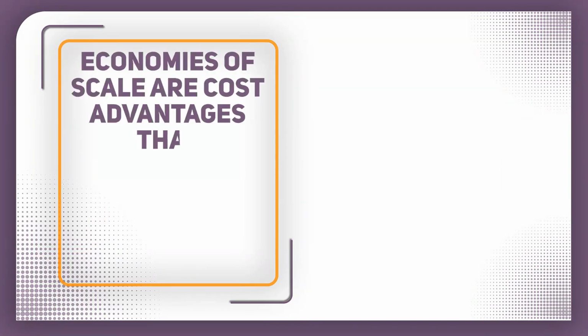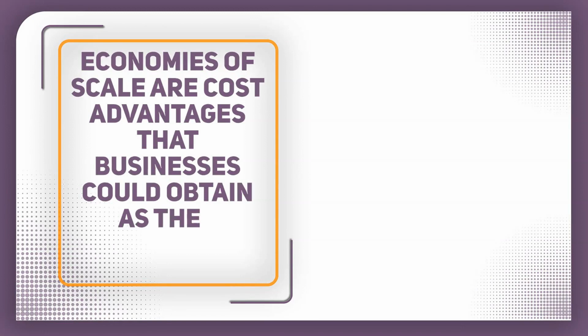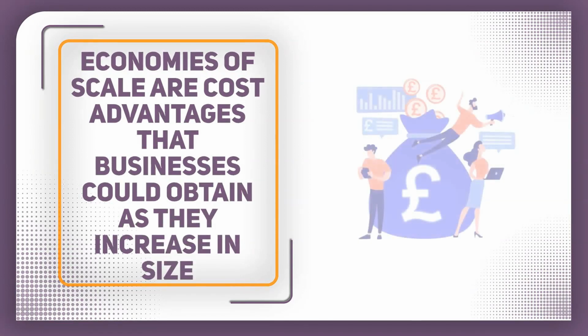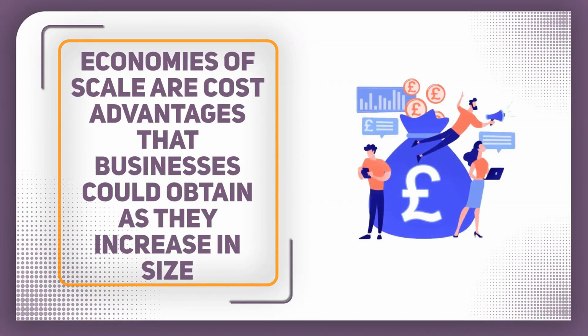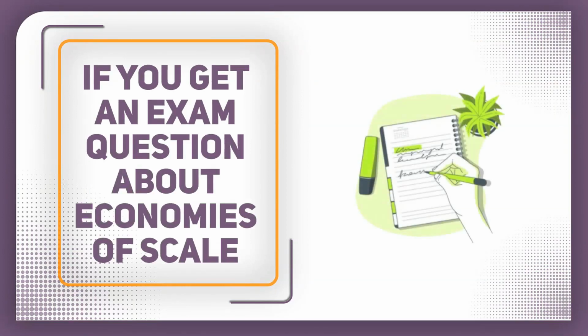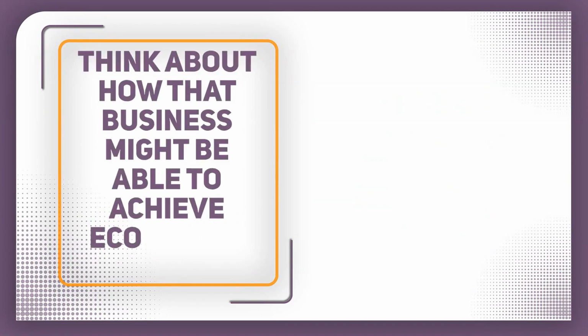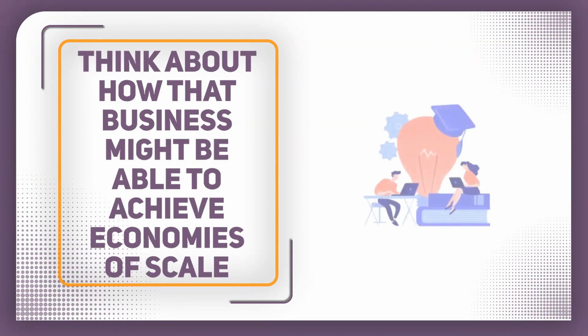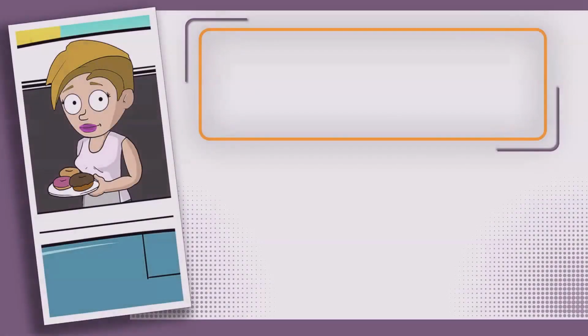It's time to wrap things up. Economies of scale are cost advantages that businesses could obtain as they increase in size. Examples of economies of scale include technical, specialisation, and purchasing economies. If you get an exam question about economies of scale, it's important to use all of the information in this scenario and to think about how that business might be able to achieve economies of scale. If you break it down in technical, specialisation, and purchasing economies, this will help give your answer some structure.